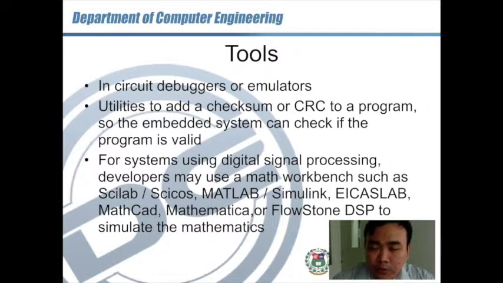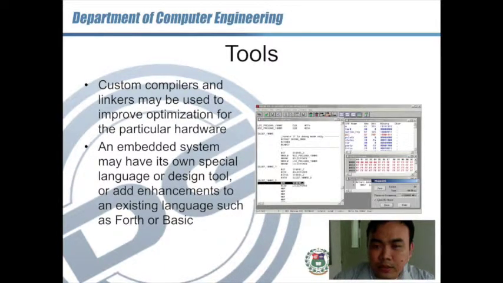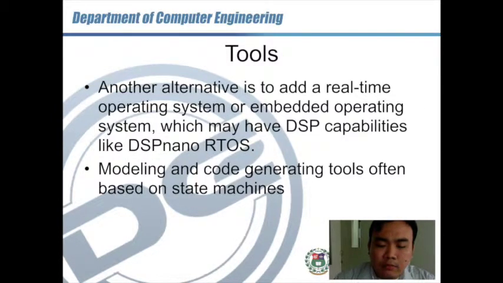Sometimes we use simulators to simulate your design. And of course, your compilers, and we have software debuggers as well. We also have assemblers for assembly programming, and so on and so forth. And you need other tools if you want to explore real-time operating systems or embedded operating systems. We also have modeling and code generating tools often used on state machines. For example, MATLAB is now capable of generating embedded systems code just by creating state machines.